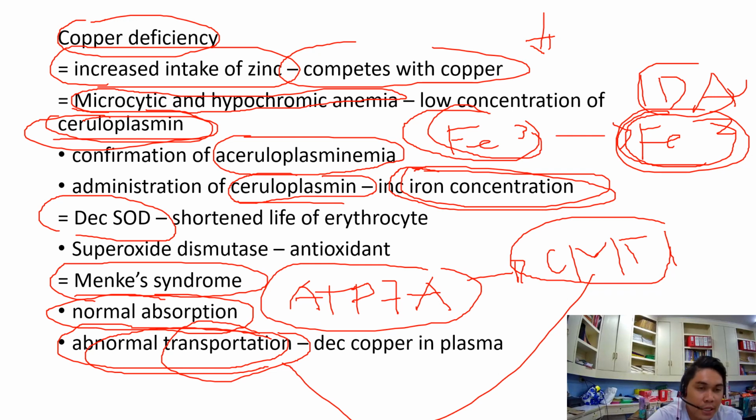So in Menkes syndrome, you have a mutation in ATP7A. The effect is decreased CMT1 production, so decreased movement of copper from the enterocyte to your plasma. So the concentration of copper in plasma is low in Menkes syndrome because of the problem with the transportation of copper from enterocyte to plasma. Okay, so that's for Menkes syndrome.